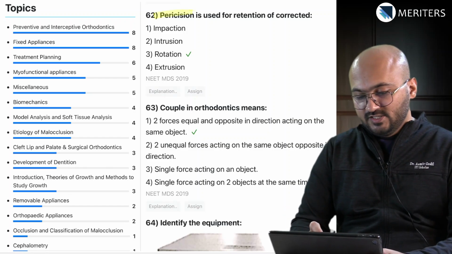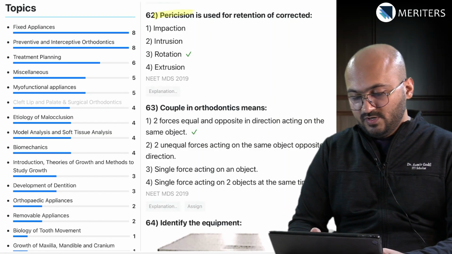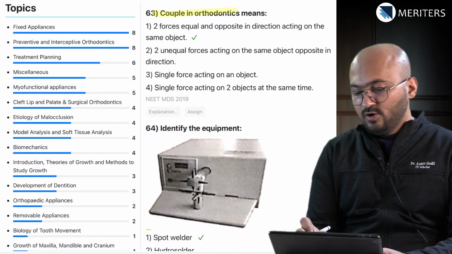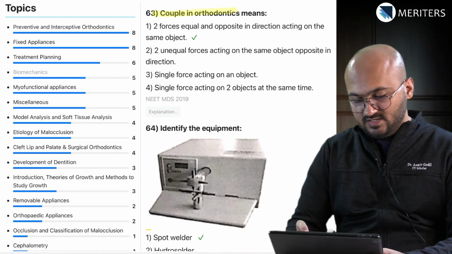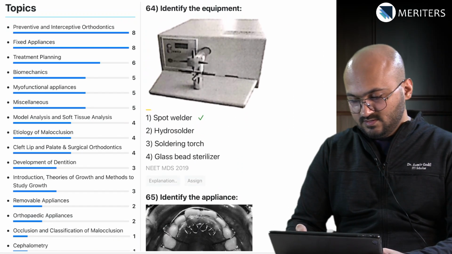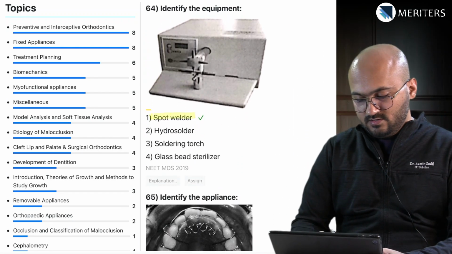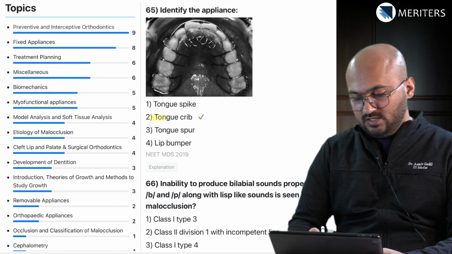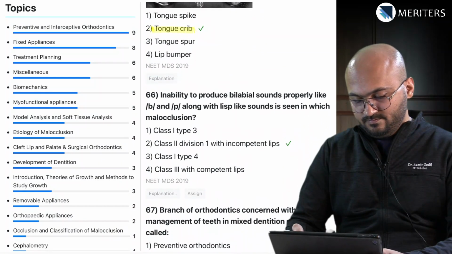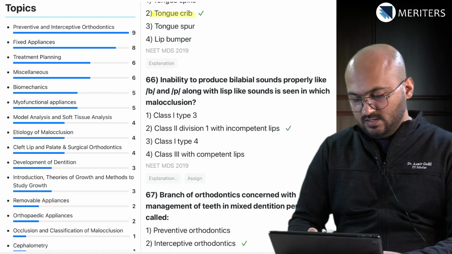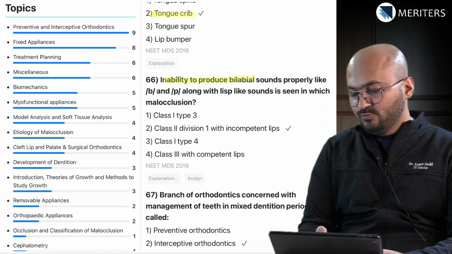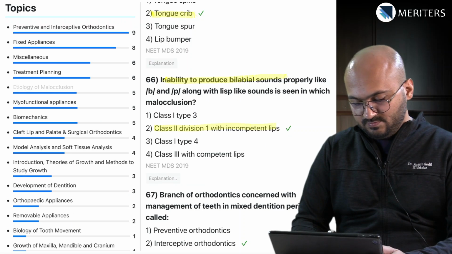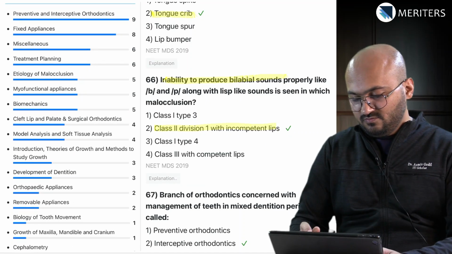Pericision with regards to retention, that's CSF. Supracrestal fibrotomy, surgical. Couple of forces are equal and opposite forces, that's biomechanics. This is a spot welder. And this is a tongue crib. Then we have a question on inability to produce bilabial sounds with regards to a specific malocclusion. So that's etiology of malocclusion.